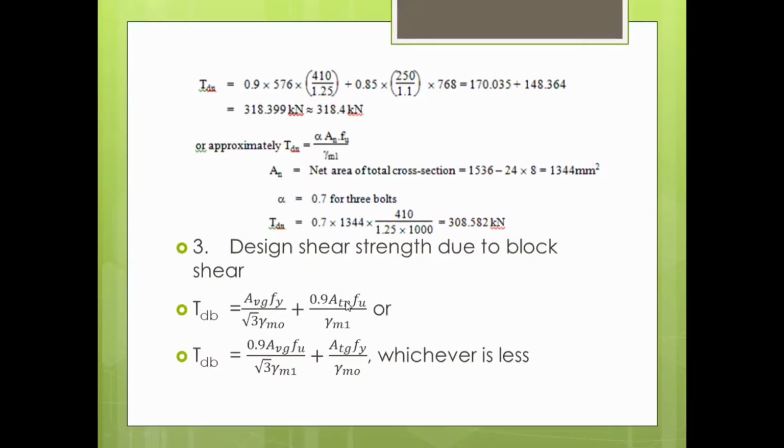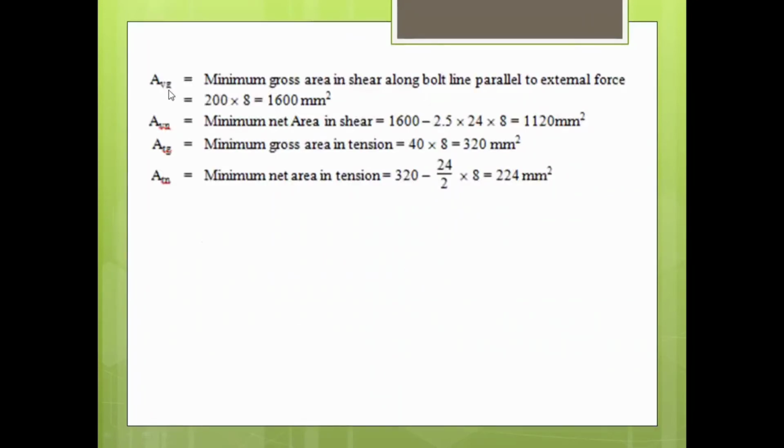Here we need area values. Only these are required because Fy, Fu, gamma M0, gamma M1, all these are constants. Only area values are required. Here Avg is the minimum gross area in shear along the bolt line parallel to the external force. So that is 200 into 8. This is the gross area. Then the minimum net area in shear is 1600 minus 2.5 into 24 into 8.